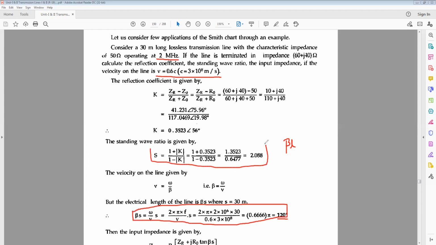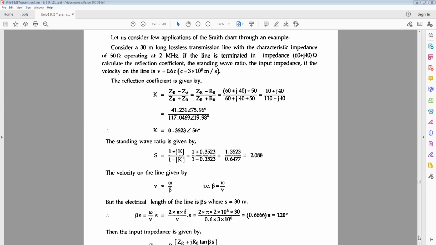Standing wave ratio is 2.088. And the reflection coefficient magnitude is 0.3523 and the angle is 56 degrees. So we got the reflection coefficient and the standing wave ratio, and we need the input impedance also. For this input impedance, we are using beta S with the velocity. The input impedance, if the velocity on the line is V equal to 0.66.